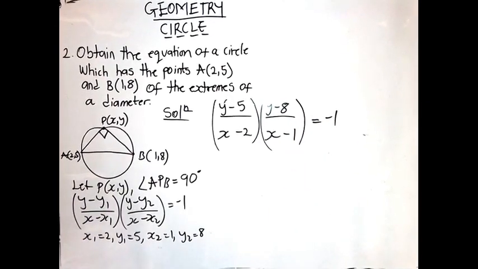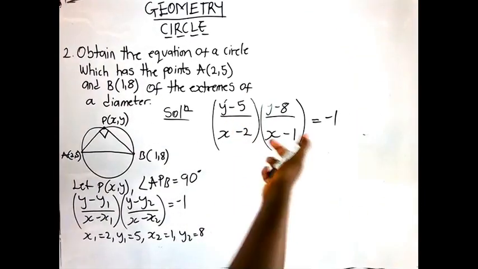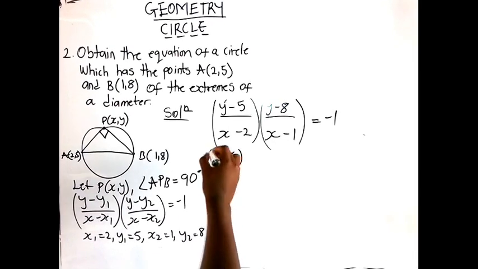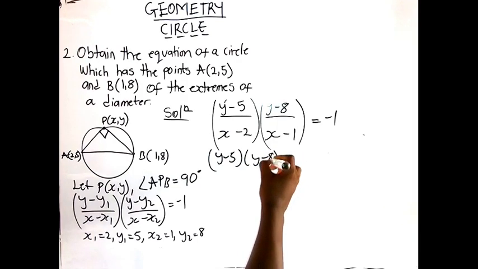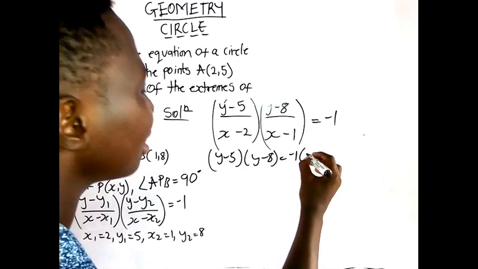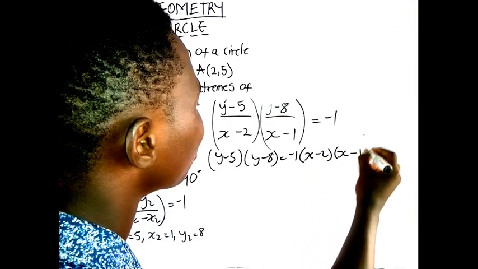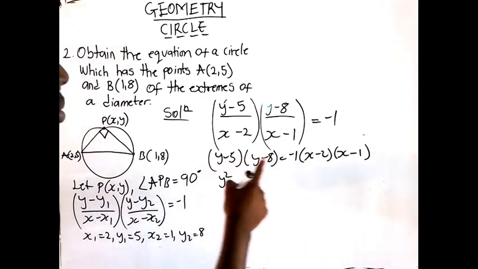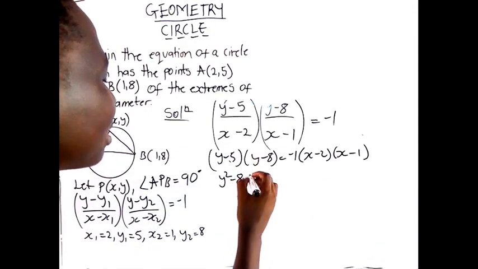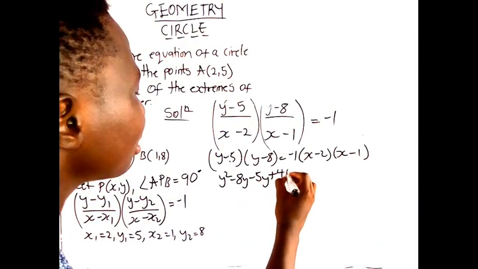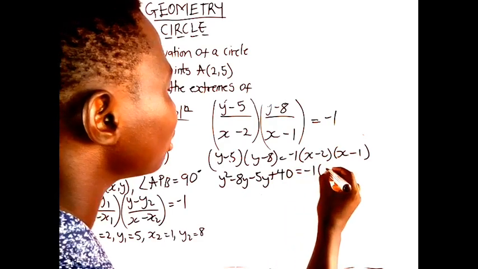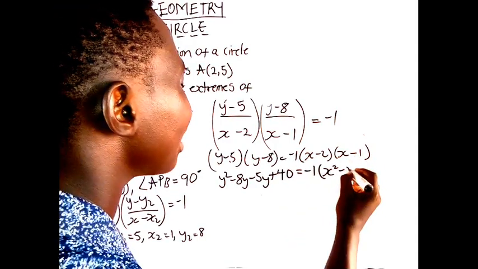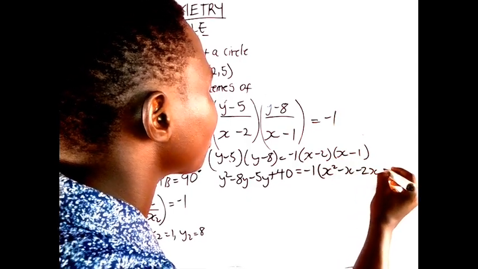So with this one, we try to eliminate the fraction by multiplying through with the denominator. So we get (y minus 5)(y minus 8) is equal to negative 1 of (x minus 2)(x minus 1). So this gives us y squared, minus 8y, minus 5y plus 40 is equal to minus 1 into, this gives us x squared, minus x, minus 2x plus 2.